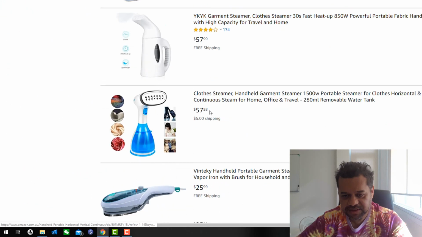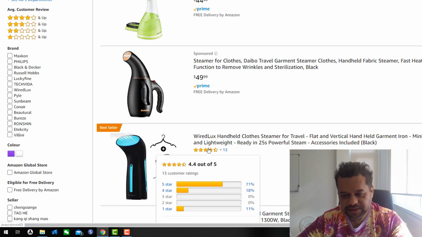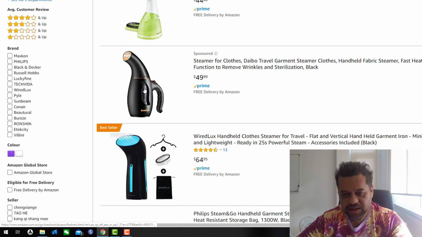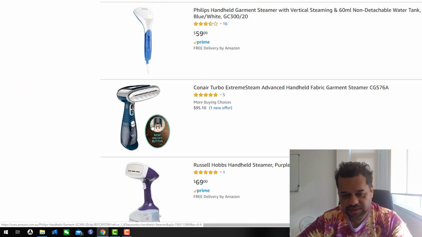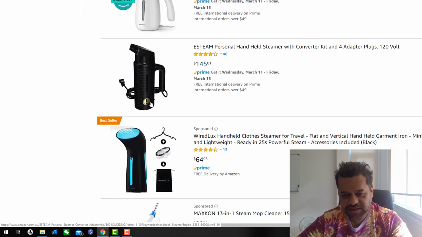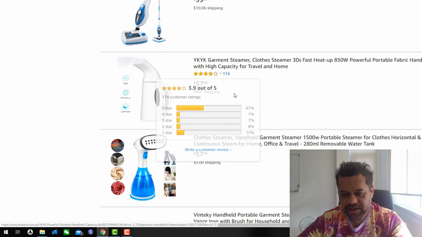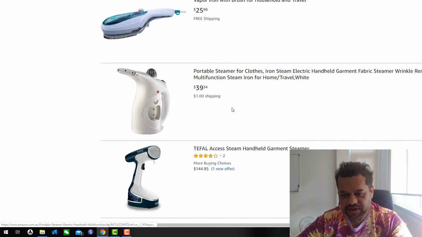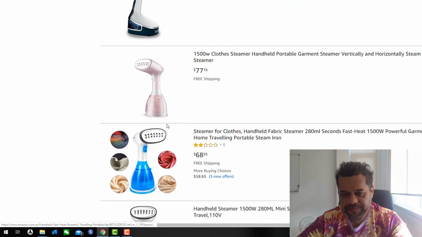So they're very similar items. Okay, so they basically start here. This one's like a bestseller because it's got the kit and everything. So that's really interesting to note. Relatively good reviews. This is just the steamer by itself. So as you can see, these are all steamers. They're very compact. They're around about $50. That one's $25, $39, $77, $68.